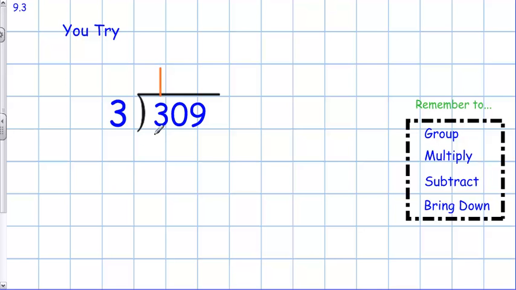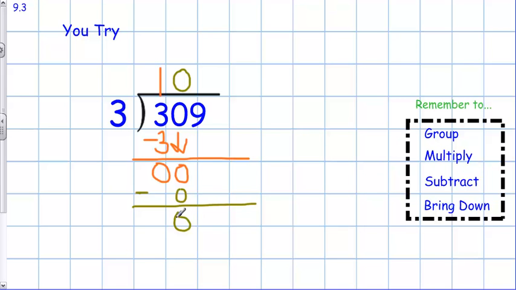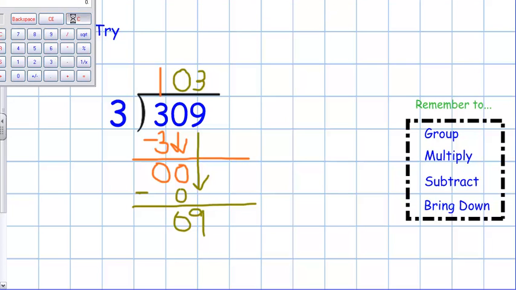Alright, how many groups of 3 can go into 3? 1. 3 times 1 is 3, so I'm going to subtract 3, get 0, bring down my other 0. How many groups of 3 can go into 0? 0 groups. So now I'm going to subtract 0, because 3 times 0 is 0. And then I'm going to bring my 9 all the way down. How many times does 3 go into 9? 3. So my final answer should be 103.